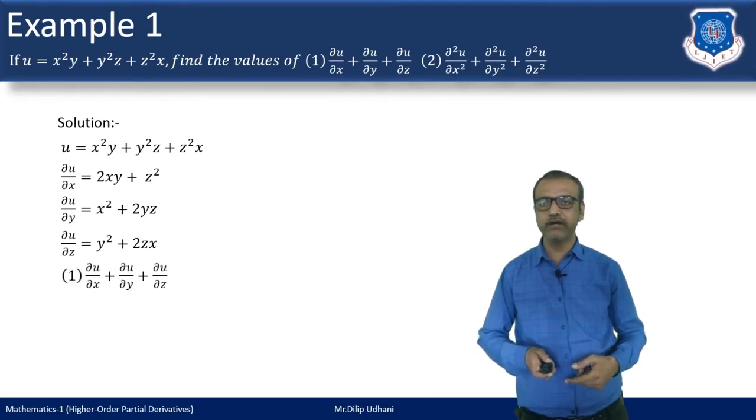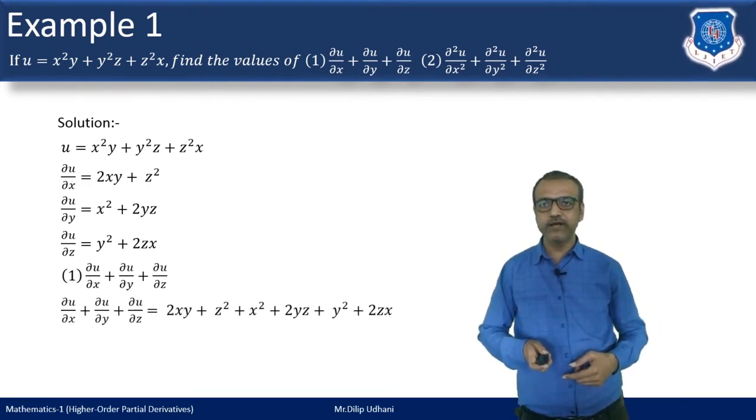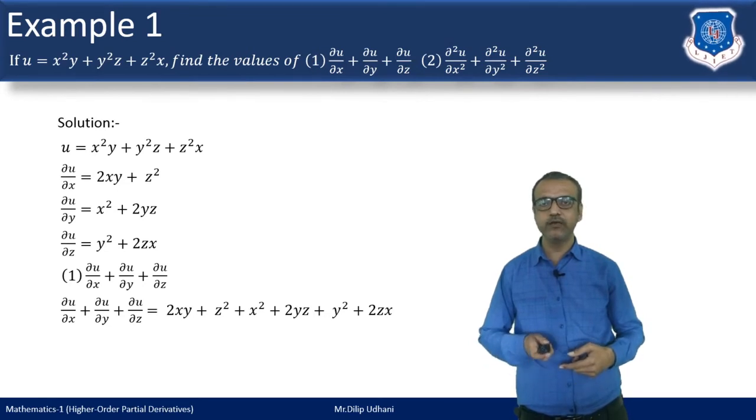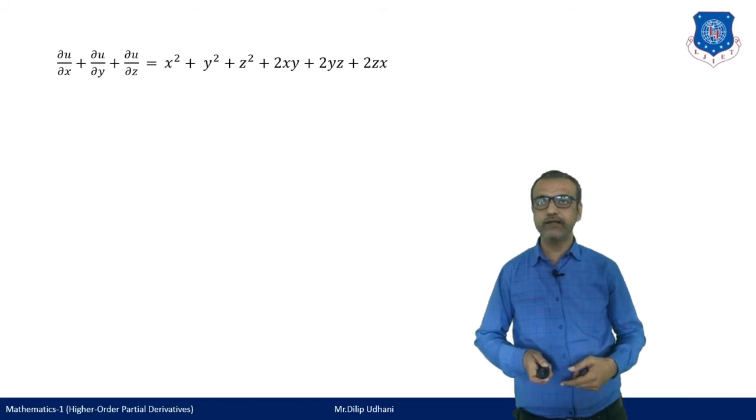Now we will find out del u by del x plus del u by del y plus del u by del z. So del u by del x is 2xy plus z square, plus del u by del y is x square plus 2yz, plus del u by del z is y square plus 2zx. Now we will arrange these terms. So we have del u by del x plus del u by del y plus del u by del z, that is equal to x square plus y square plus z square plus 2xy plus 2yz plus 2zx.